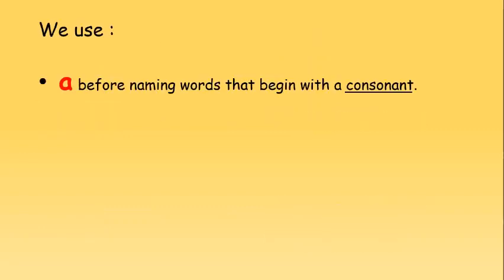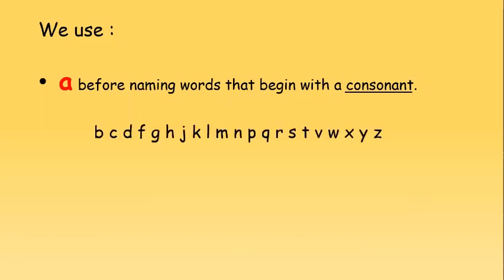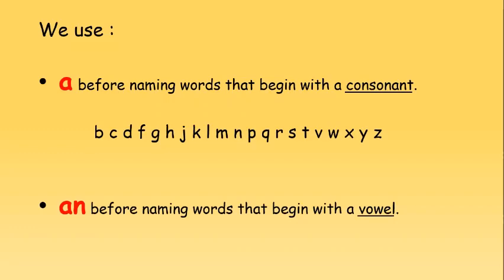We use article a before naming words that begin with a consonant. We use an before naming words that begin with a vowel. And which are the vowels? A, E, I, O, U.